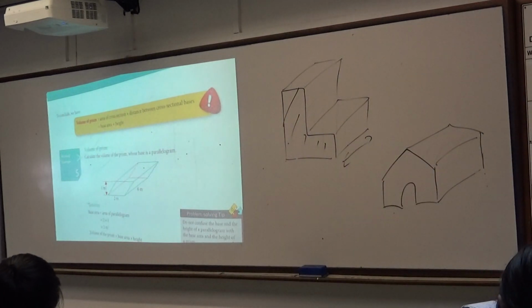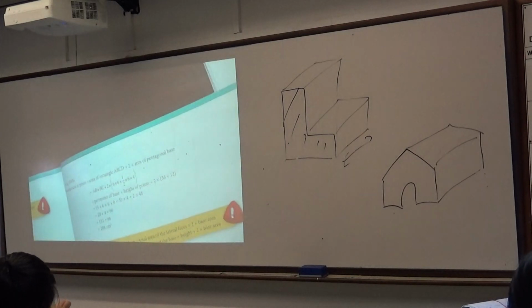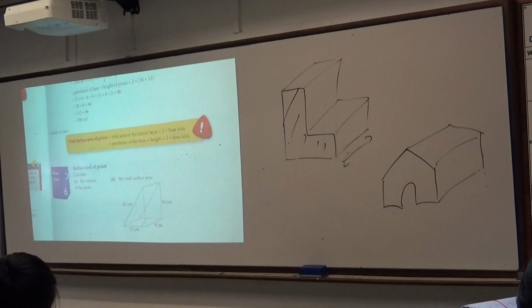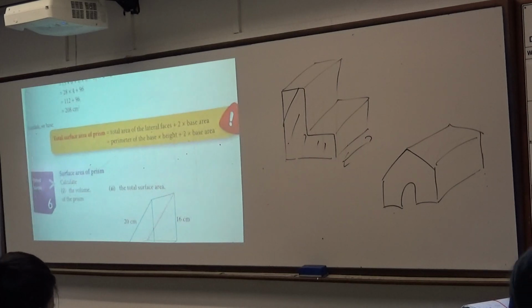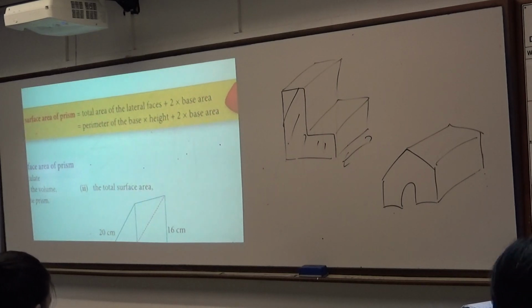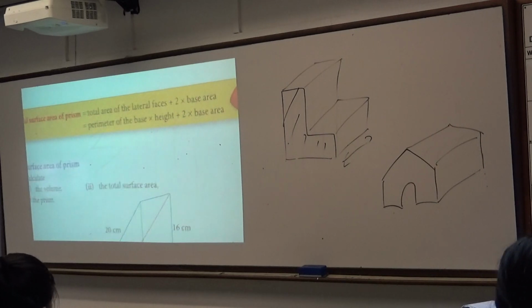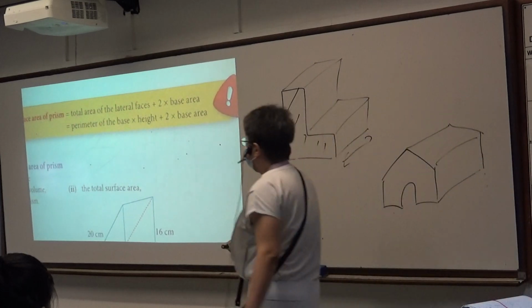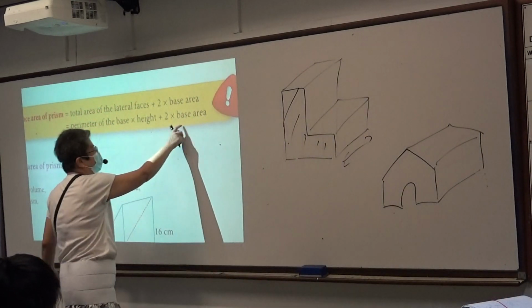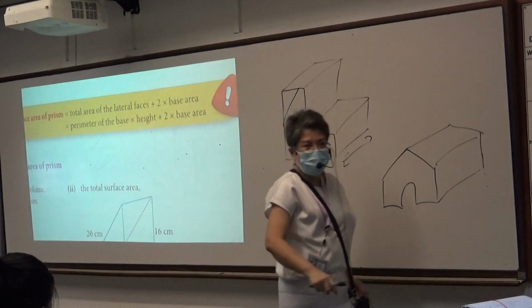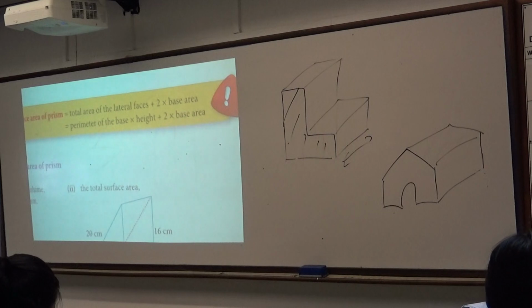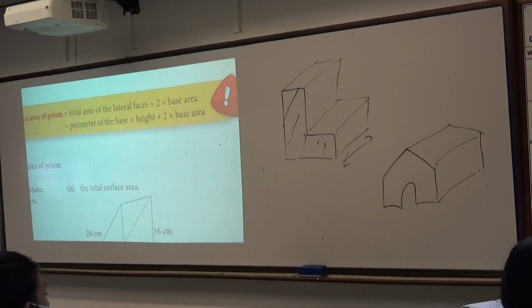Now, I want you all to look at page 183 in the middle. This particular formula, you look at the second line, is perimeter of base times height plus 2 times base area. Now, what do we mean by that? I'm going to explain to you. I'm going to hold something first. Alright, I will explain to you.